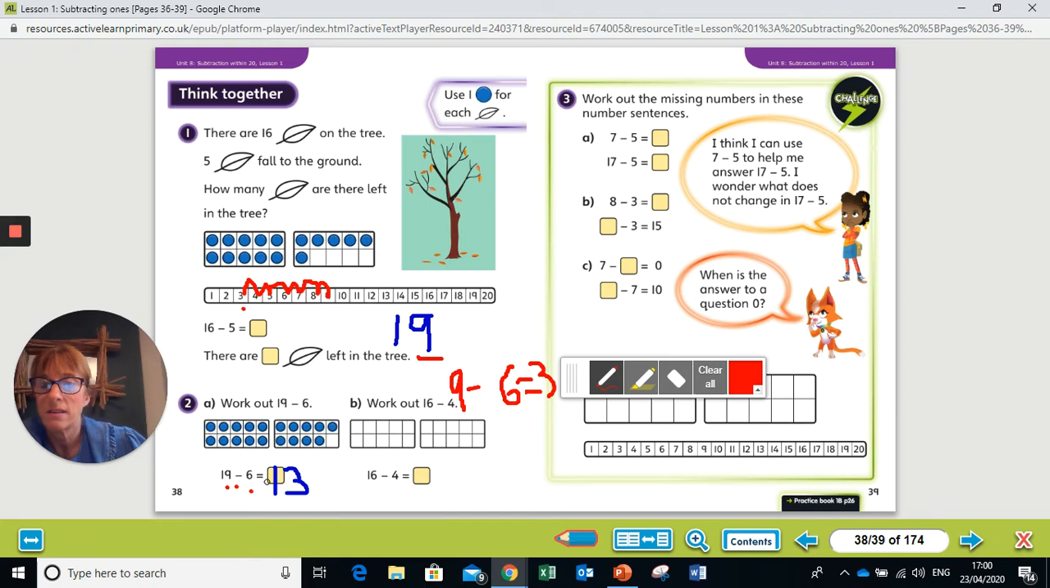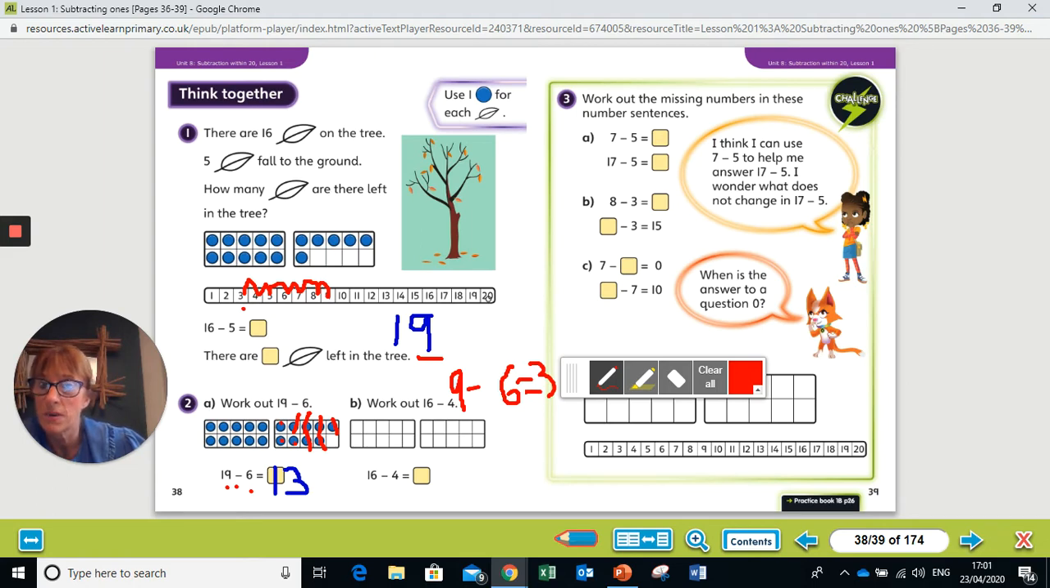There's 19. Let's take away 6. 1, 2, 3, 4, 5, 6. So 19 take away 6. Here's our answer. 10, 11, 12, 13. We've got 13 left. So we were right.